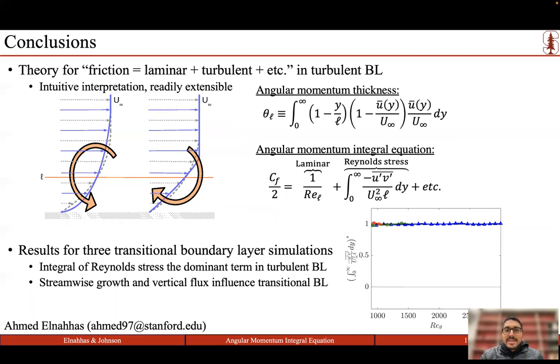So in summary, we presented a theory for decomposing turbulent skin friction into a laminar and a turbulent contribution. And it is intuitive with an interpretation relating to torques around a point, and is relatively extensible. And the results show that the integral Reynolds stress is the dominant balance in boundary layers when viewed at the same Re_theta, and that the streamwise growth and vertical flux heavily influence transitional boundary layers.